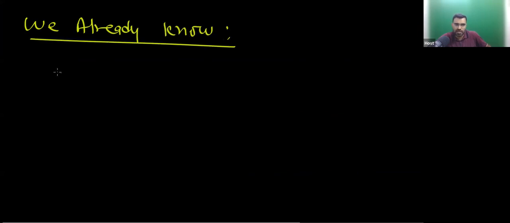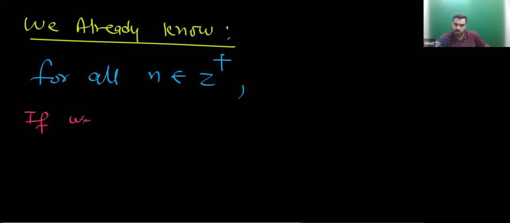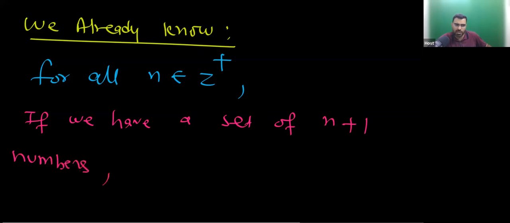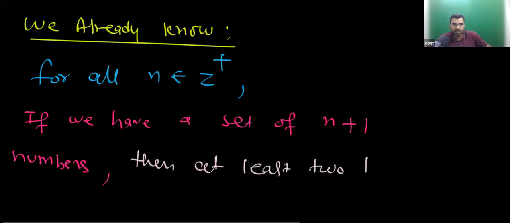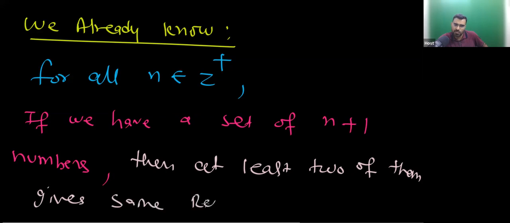This we already know, that for all n belonging to positive integers, if we have a set of n plus 1 numbers, then at least two of them will give the same remainder when divided by n.